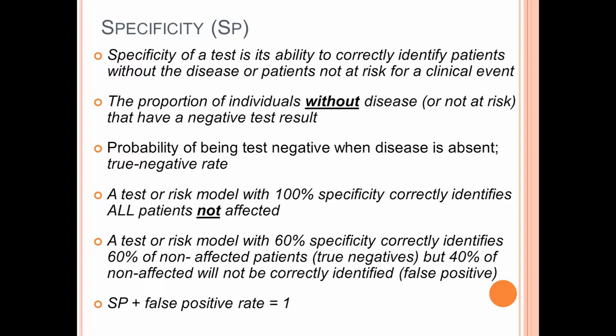So again, a test or a risk model with 100% specificity correctly identifies all patients not affected. A test or a risk model with 60% specificity correctly identifies 60% of the non-affected patients. These are the true negatives, but 40% of the non-affected will not be correctly identified. These are the false positives. False positives are the complement of specificity. So when you add these two fractions together, they equal 1.